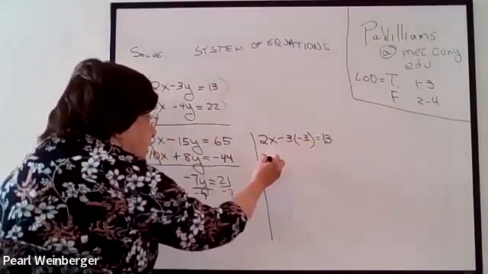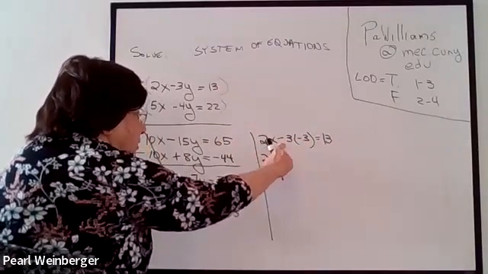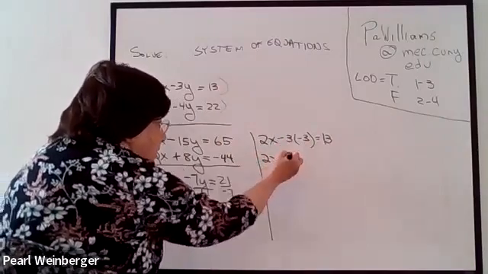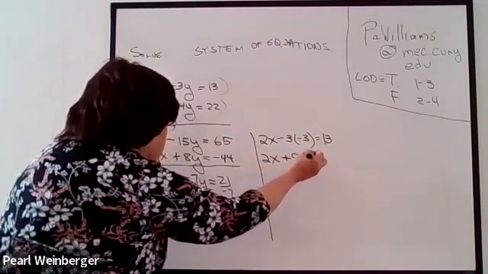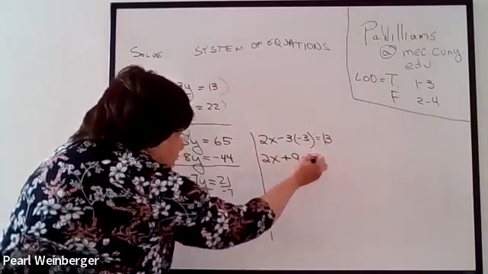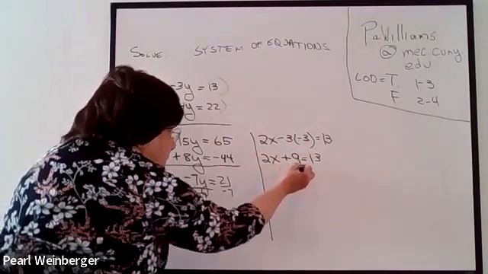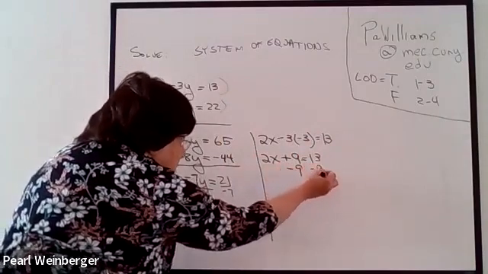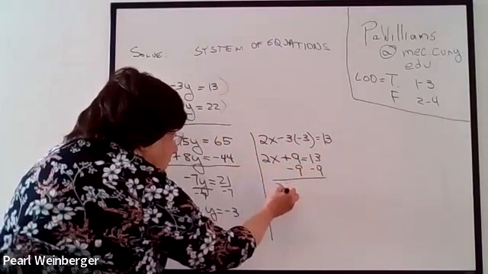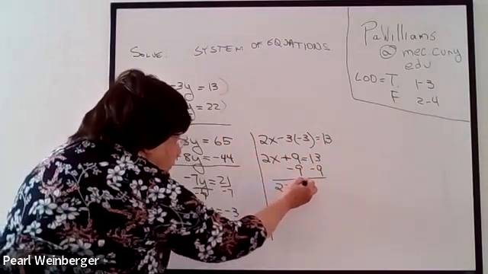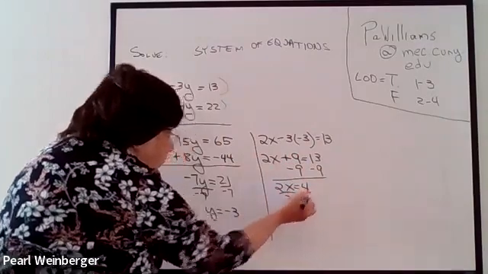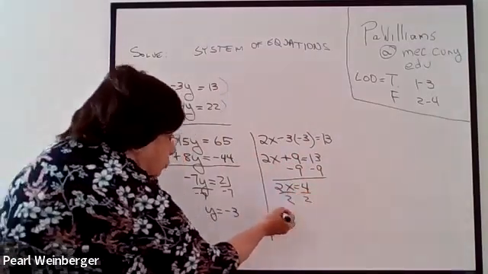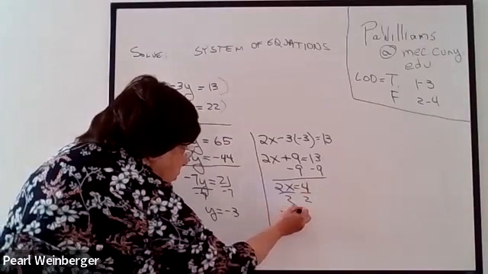which gives me 2x. Now be careful here. -3 times -3 is +9, equals 13. I'll subtract 9 from both sides to get 2x equals 4. And of course, to finish that off, I'll divide by 2 and I get x equals 2.